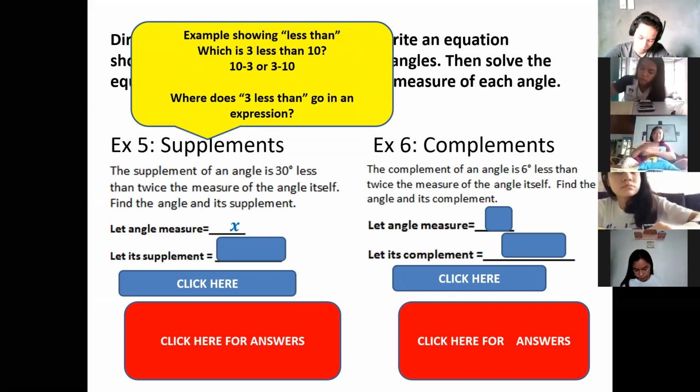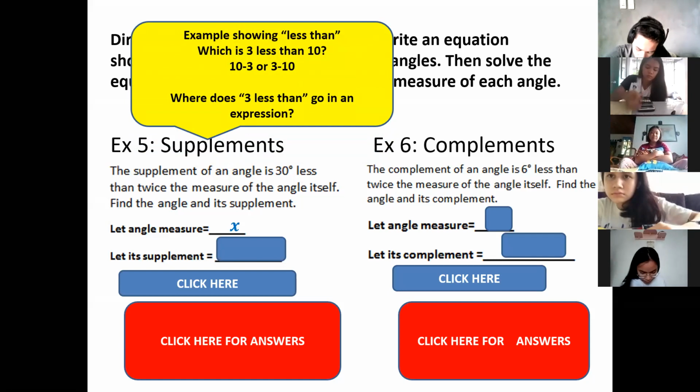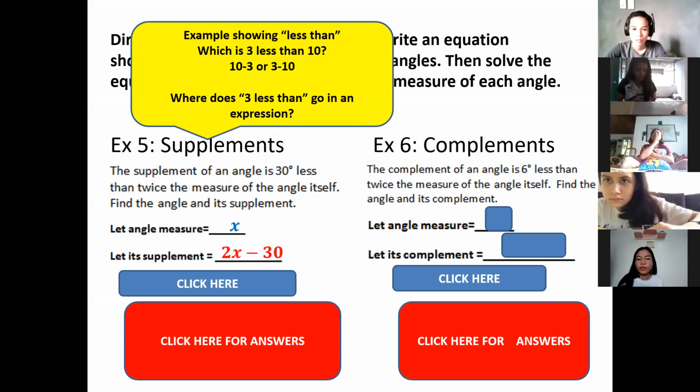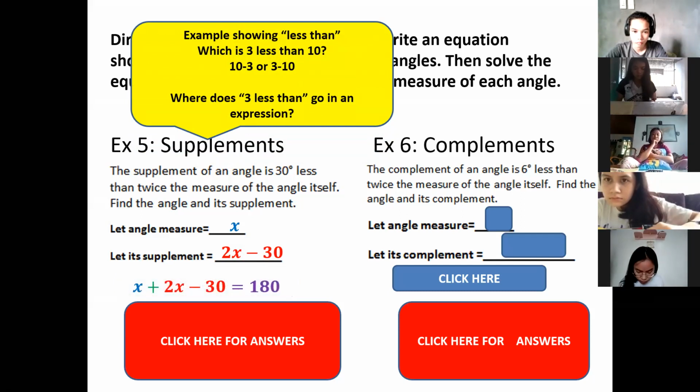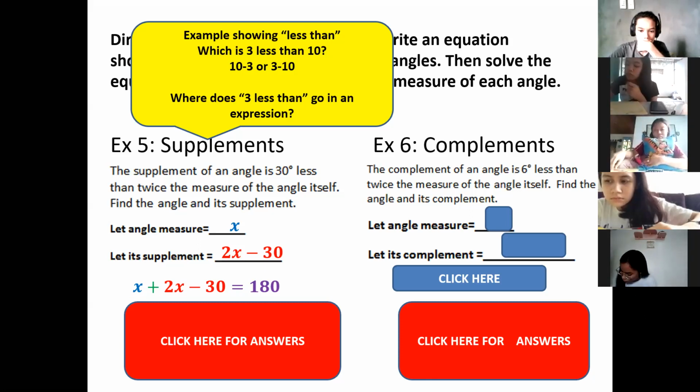So I know for sure you are very much aware of how to translate mathematical sentences to algebraic expressions. So we have 2x minus 30. Add the two angles, it will result to 180 degrees. Transpose 30 to the other side, so that will become 180 plus 30, which is 210.